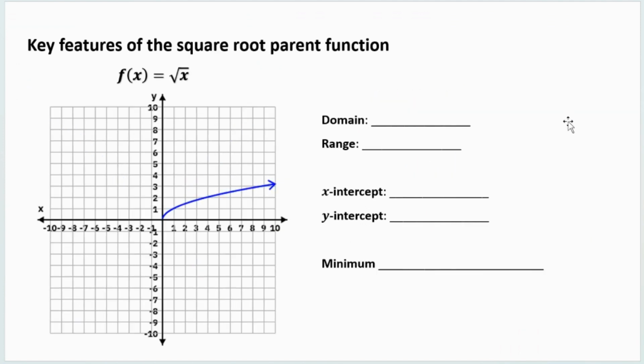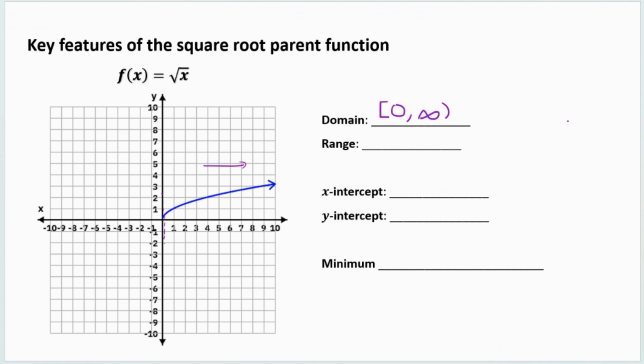Now let's discuss the key features of the square root parent function. So let's talk about all the possible x values. Well, notice that the lowest x value is here at 0. So the domain is going to start off at 0, and then it goes to the right to positive infinity. So it's going to be 0 and then positive infinity.